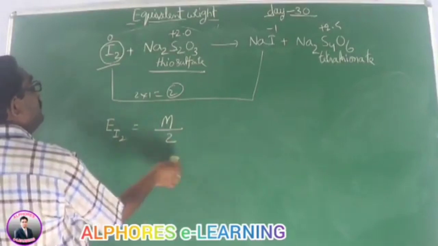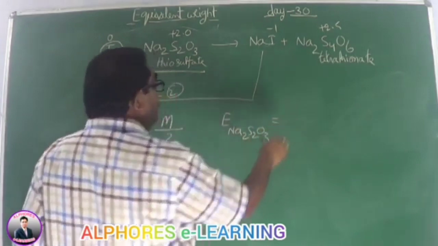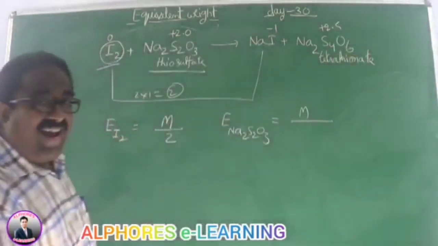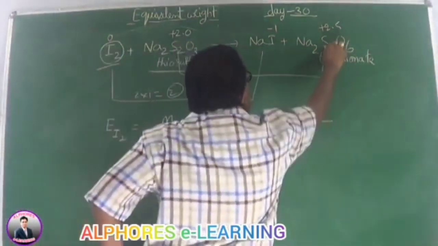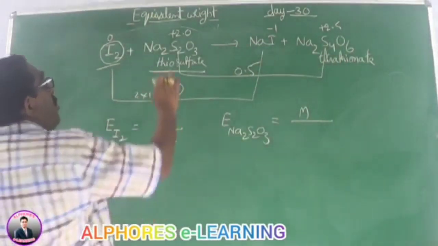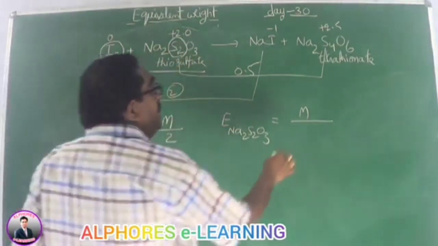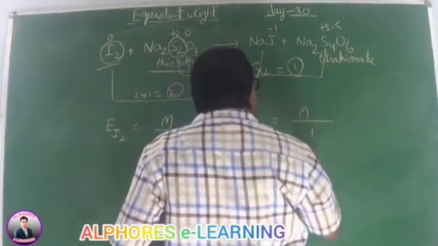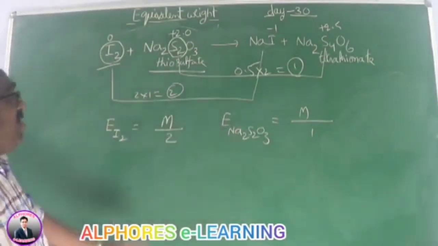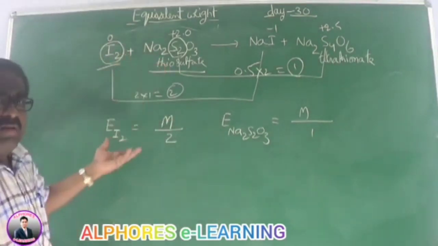Similarly, for the equivalent mass of sodium thiosulfate, it is formula mass M divided by n factor. Let me estimate. The change for one sulfur atom is 0.5. But how many such sulfurs are there in the reacting species? 2 sulfurs are there. So 0.5 into 2 is 1. So equivalent mass is equal to molar mass in the case of sodium thiosulfate, which is reacting with the iodine. And this is an unbalanced equation.